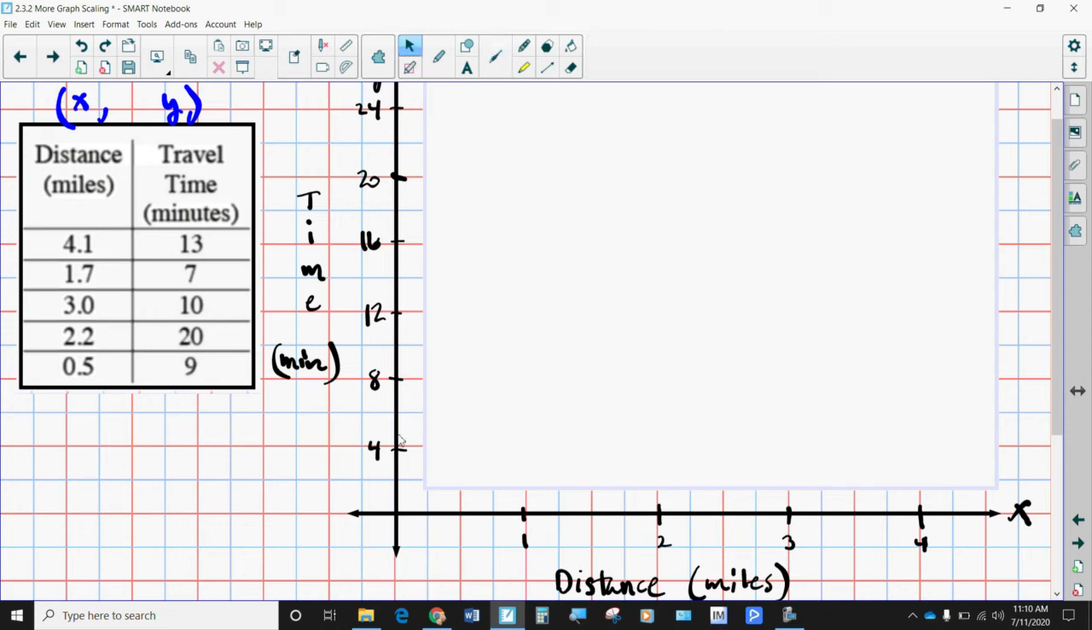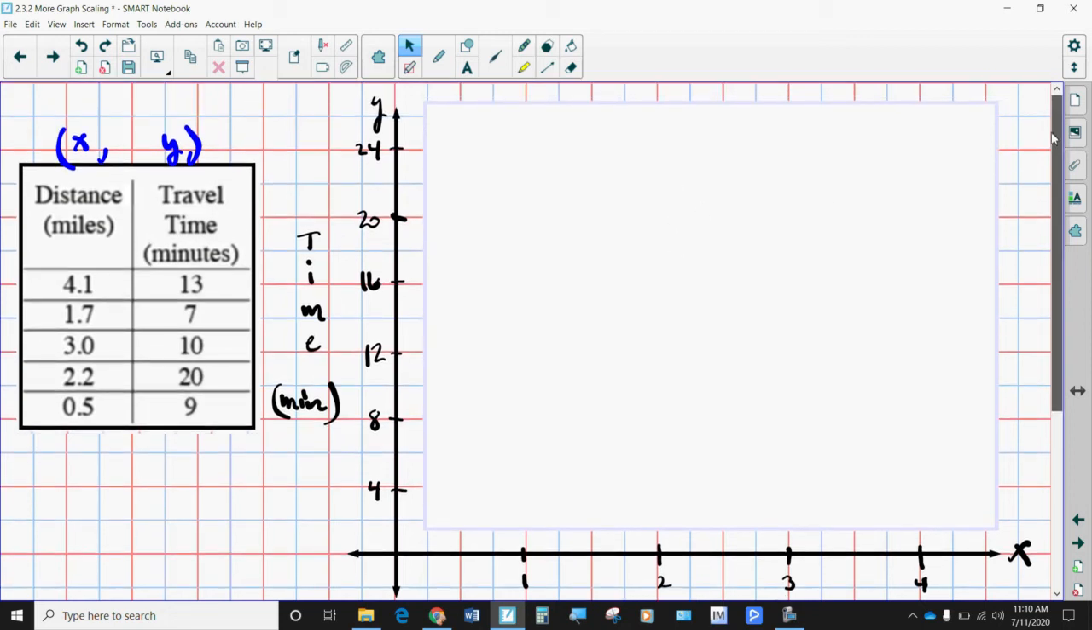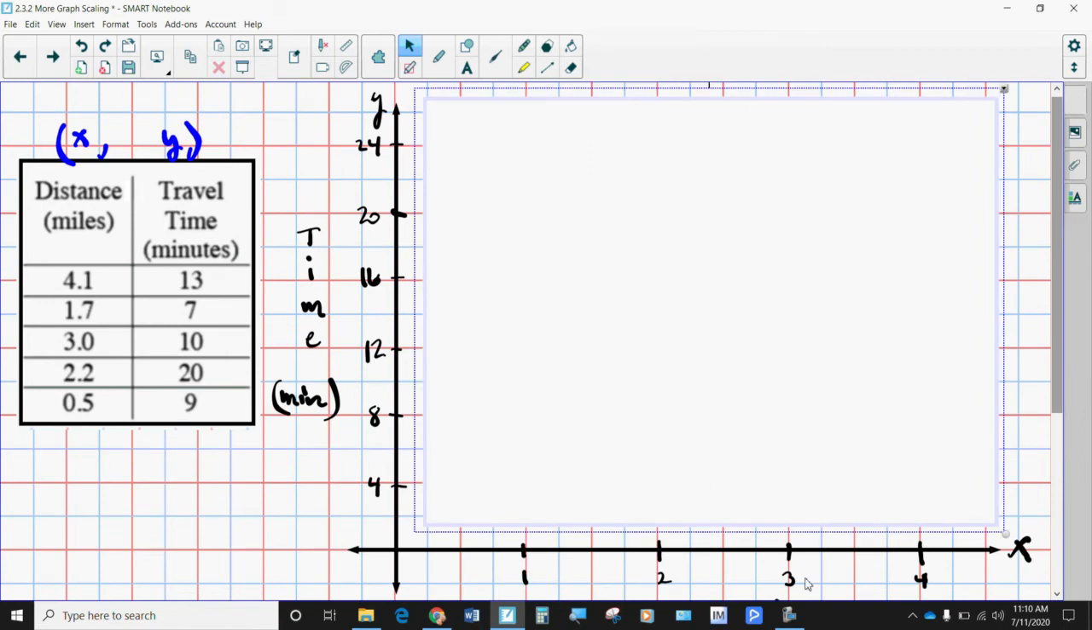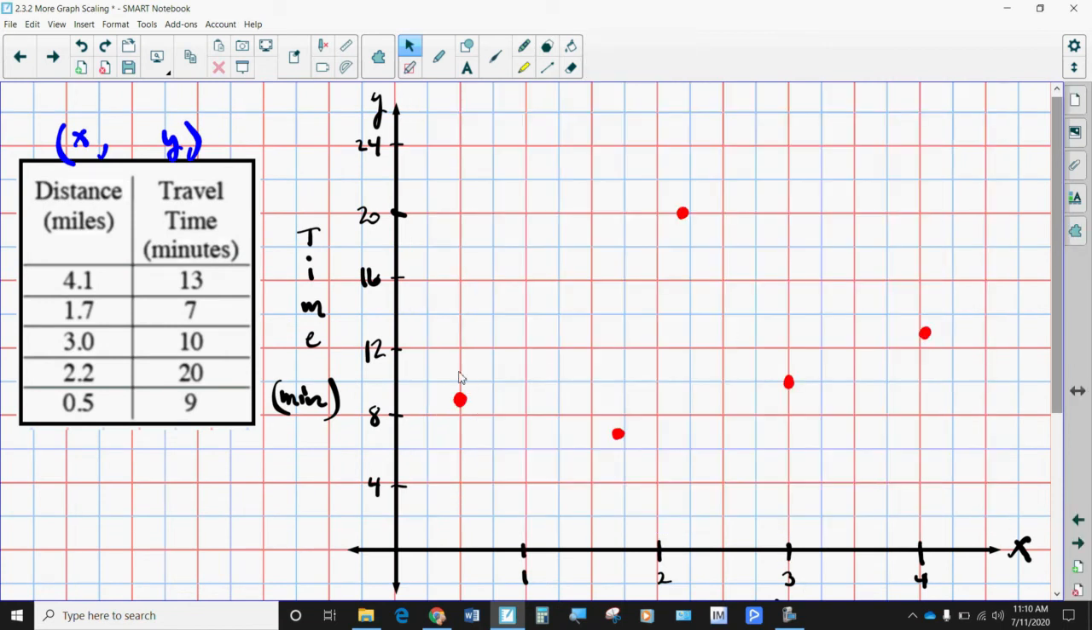When you're ready and you've got all these points plotted, go ahead and unpause, and we'll see what my graph looks like. All right, this is what my graph looks like.